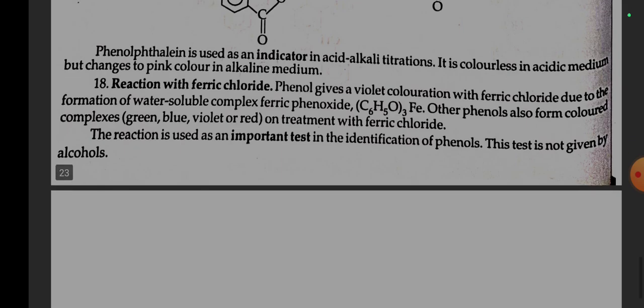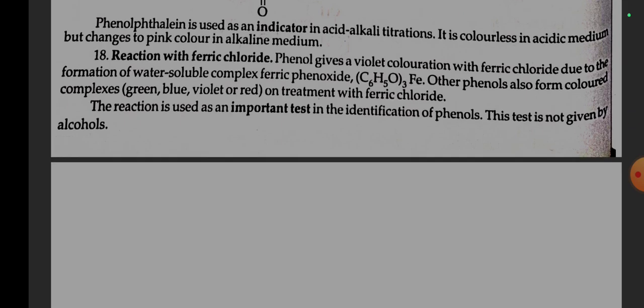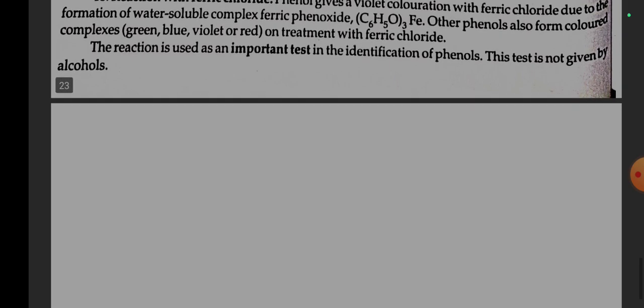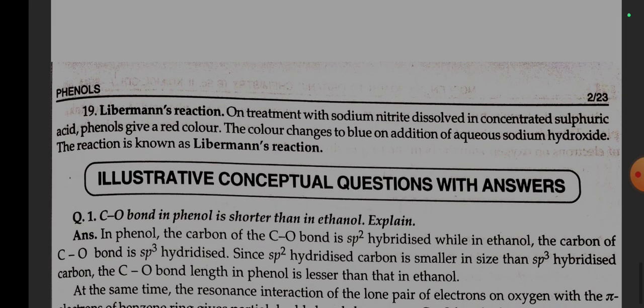18. Reaction with ferric chloride. Phenol gives a violet coloration with ferric chloride due to the formation of a water-soluble complex, ferric phenoxide. Other phenols also form colored complexes on treatment with ferric chloride. The reaction is used as an important test in the identification of phenol. This test is not given by alcohols.